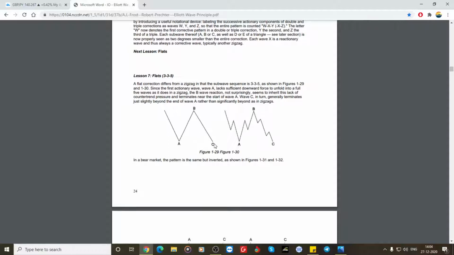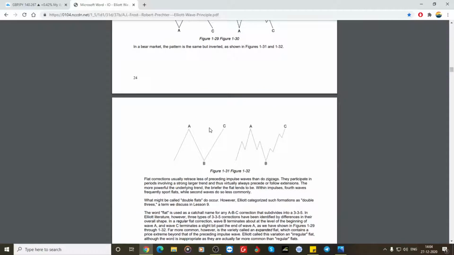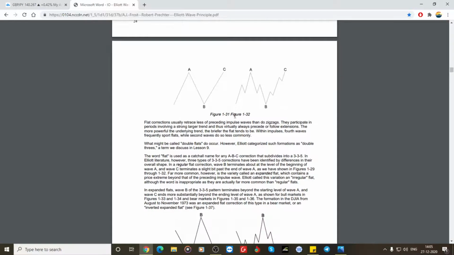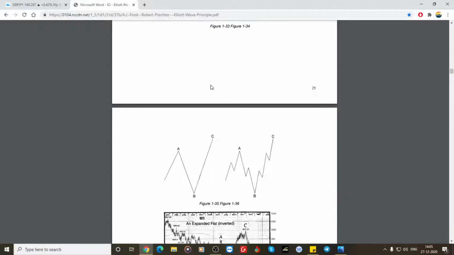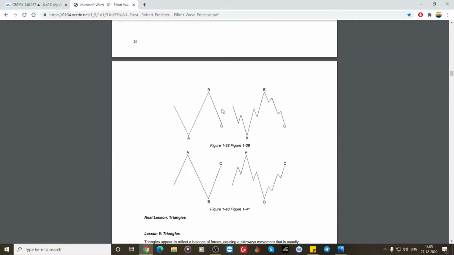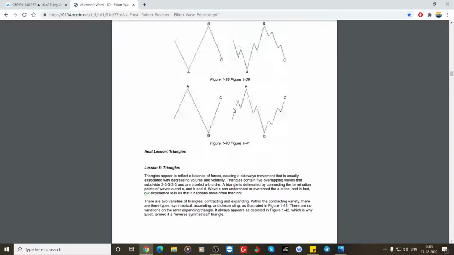In the regular flat, the B wave won't go above the A wave, and the C wave has to come below the A wave. That is a regular flat. An irregular flat consists of two varieties. One is the expanded flat, where the C wave goes below the A wave and above the A wave's start. That is called an expanded flat. The running flat can go above the A wave, but it gets rejected within the A wave's end or B wave's start. That is called a running flat.